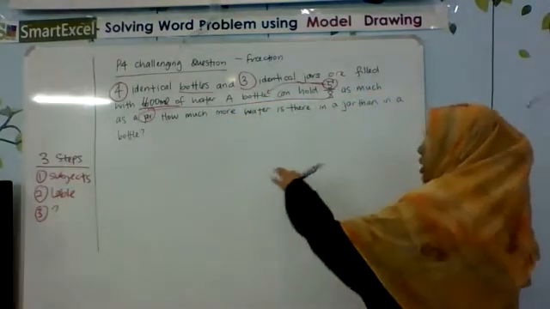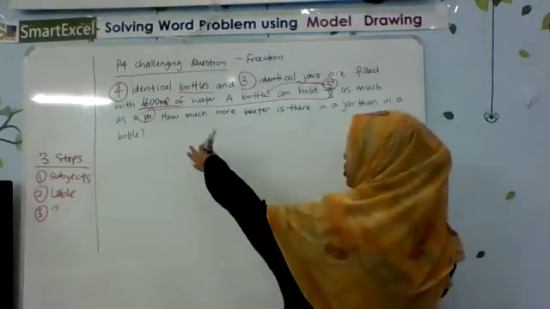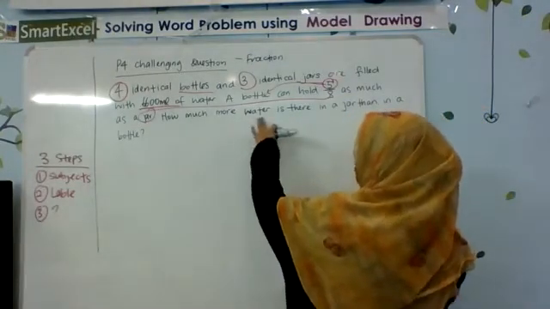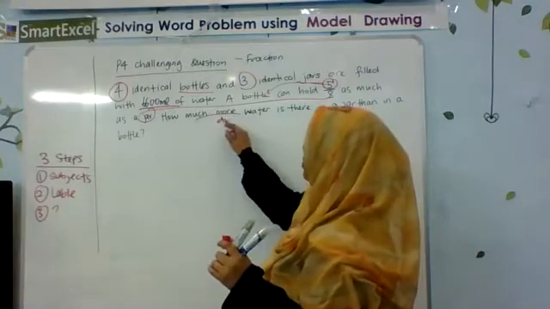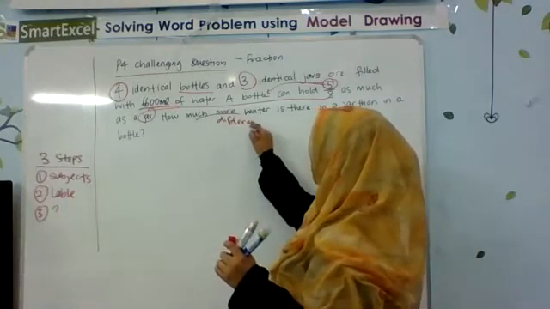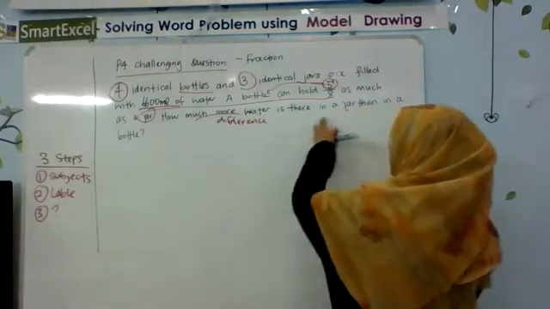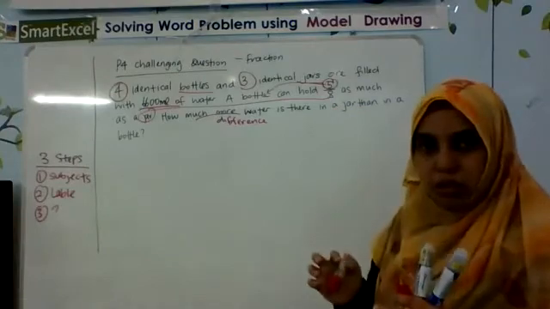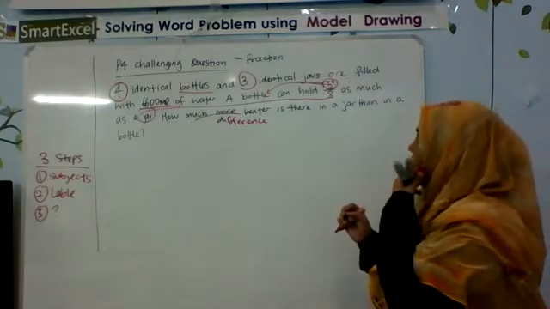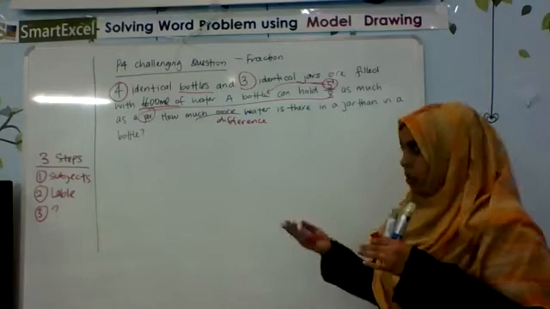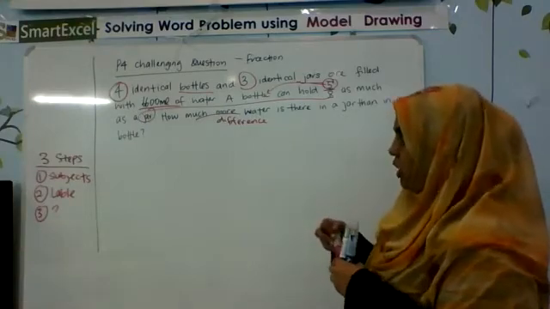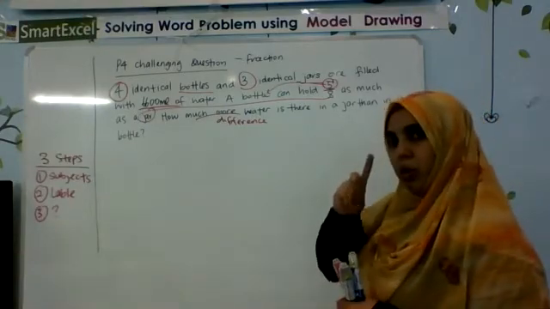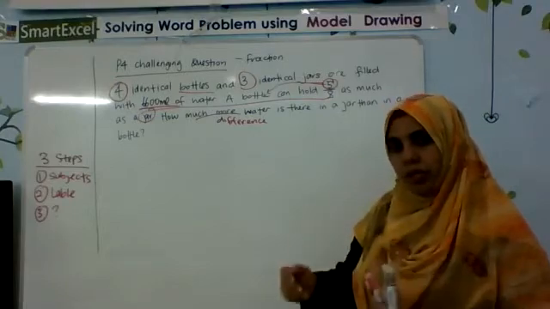Now you need to find out how much more, means they are asking for the difference of water in a jar compared to the bottle. Means they are comparing one jar to one bottle. Now we do the model. The model is 2, so we compare one bottle to one jar.